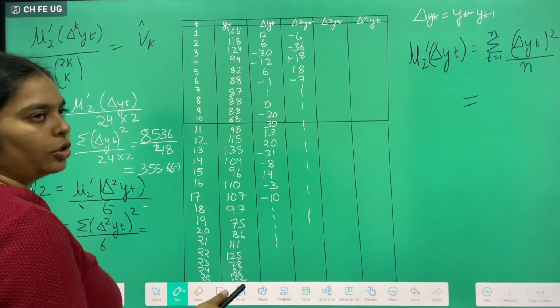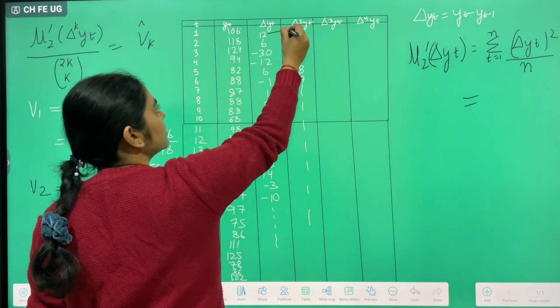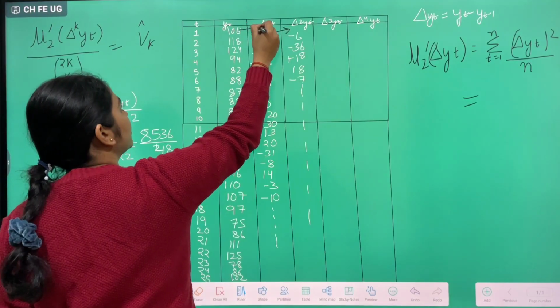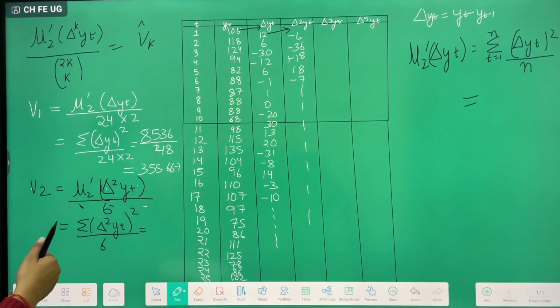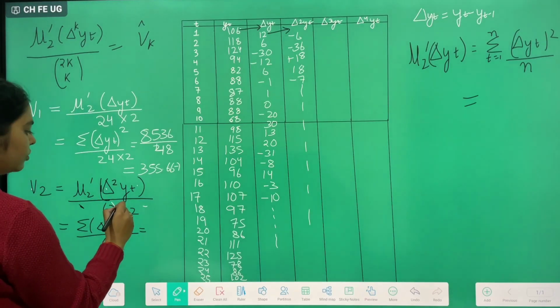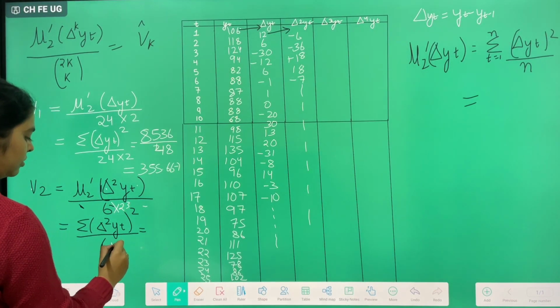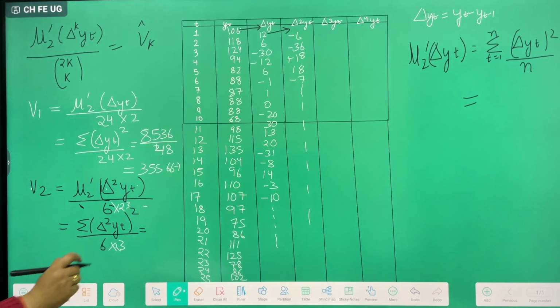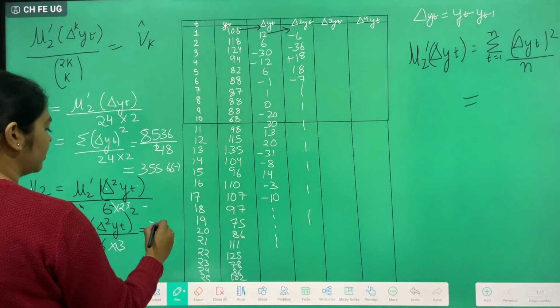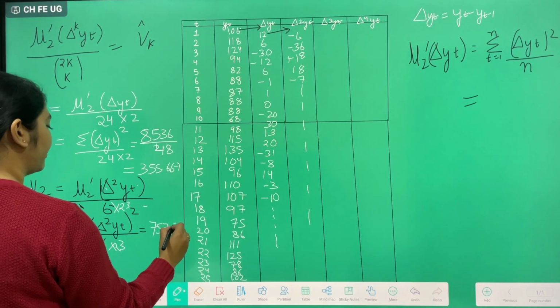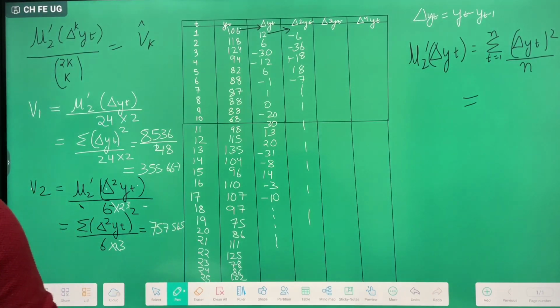So one more unit gets decreased because nothing is there in front of 12. Similarly, nothing was there in front of 106. So one more unit gets decreased. So it would be 6 into 23. And our answer comes out to be 757.565. This is our answer.